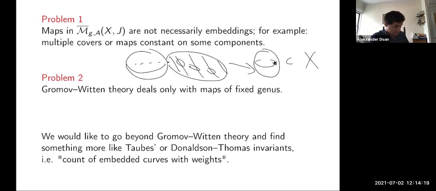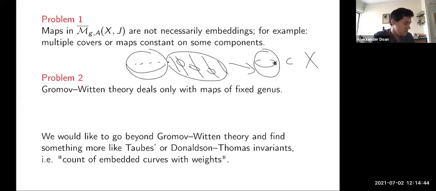So that shows that a single embedded J-holomorphic curve of genus 0 can, a priori, have contributions to Gromov-Witten invariants of arbitrary genus. So of course, if you're interested in counting geometric curves, there's some redundancy.